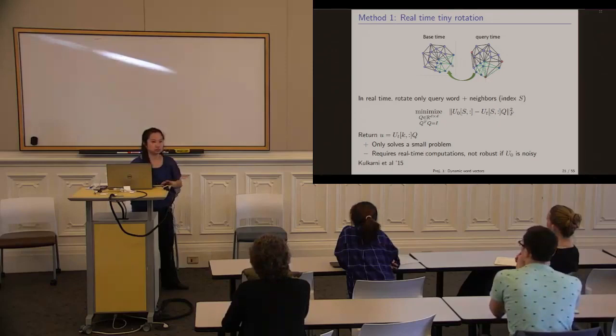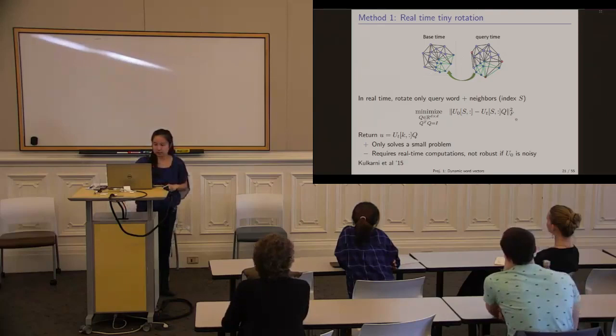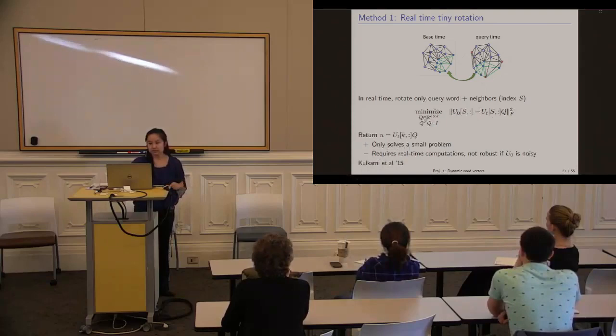So how am I going to do this rotation? I'm going to solve this optimization problem here. I'm going to basically minimize this distance with some sort of orthogonal matrix here. And so this problem here is called the Procrustes problem.